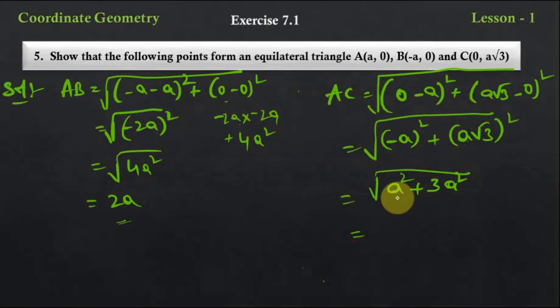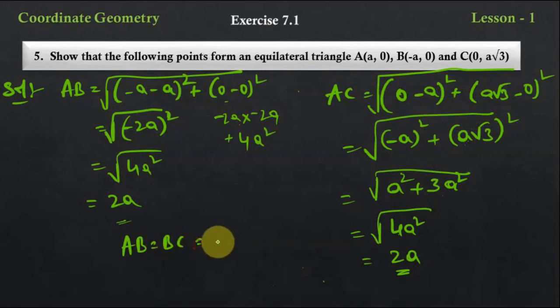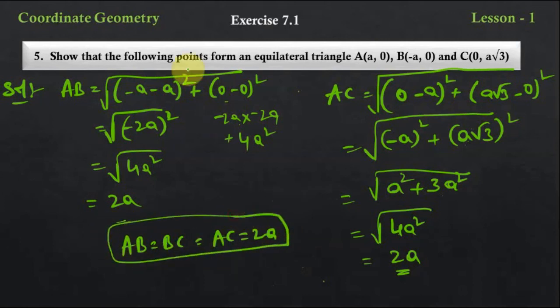Now a square plus 3a square, total 4a square under root. So this is equal to the square root of 4 is 2, a square under root of a square is a, right? So I got all three distances equal, that is AB is equal to BC is equal to AC, that is equal to 2a. Since the three sides have equal length, the given points form an equilateral triangle. So that is the conclusion.